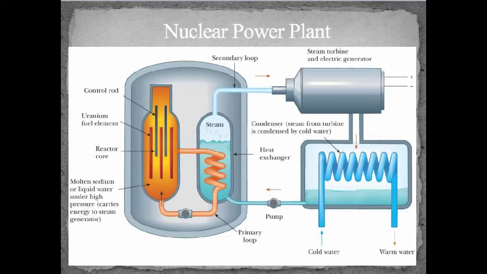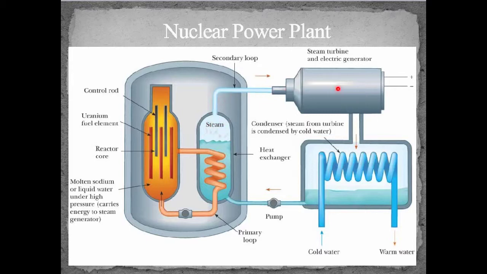These control rods absorb neutrons, so they can be lowered in to slow down the reaction or increase the reaction by taking them out. Because remember, it's neutrons bumping into more uranium atoms that cause the chain reaction to cause the increase in energy.